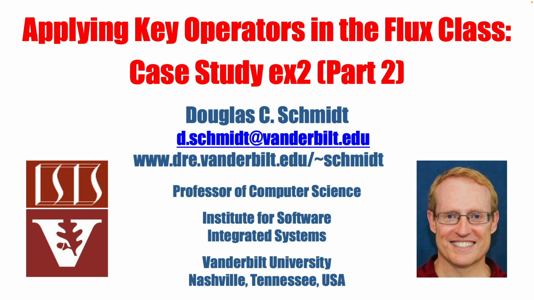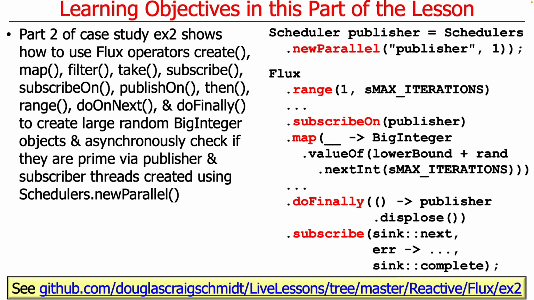So now that we've talked about how the first part of the case study ex2 works, that was testing the interval method, let's go ahead and look at another example. And this example is going to use a bunch of other Flux operators. And it's going to do a cool pub-sub-like model where we're going to have one thread that's publishing random numbers and a different thread that's going to be checking to see if they're prime.